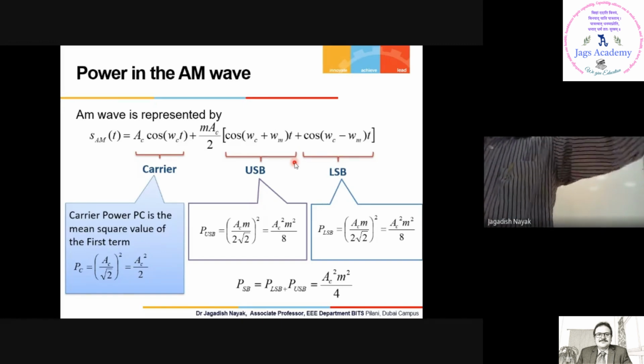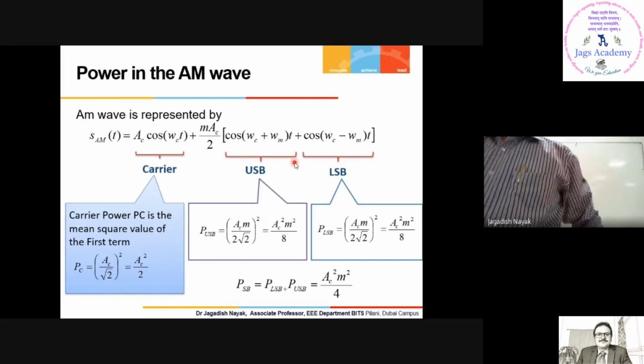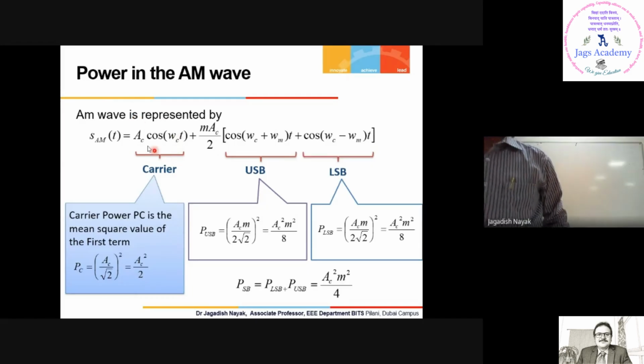You have the carrier component, A_C cos ω_C t. This is the upper sideband, and this is the lower sideband. Now, what is the power in this? It is A_C square by 2. Yes or no? Power in this is A_C square by 2, the root mean square value. So the power in the carrier is A_C square by 2.